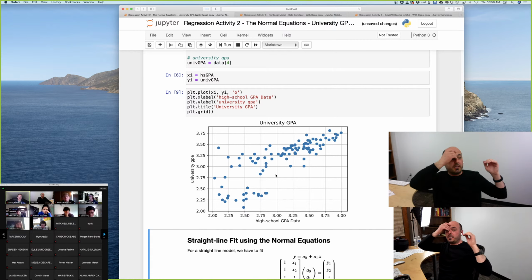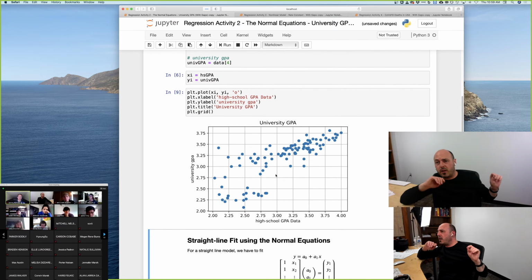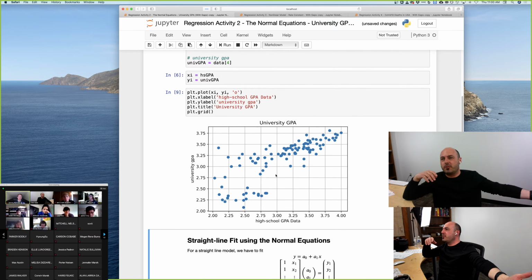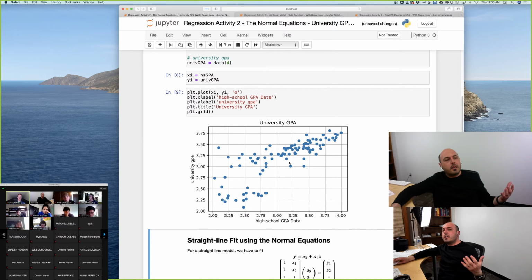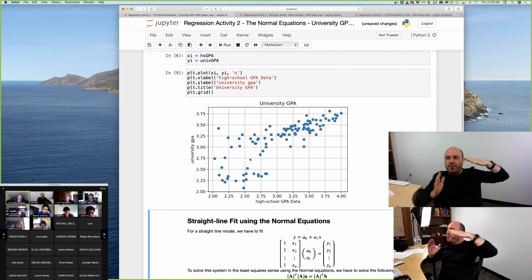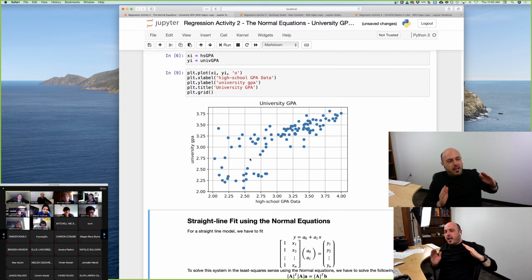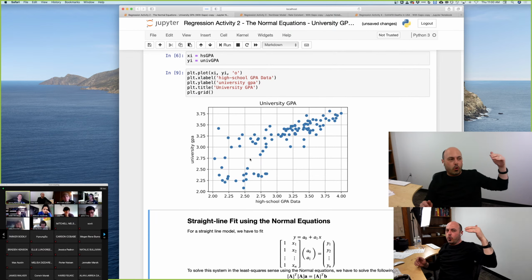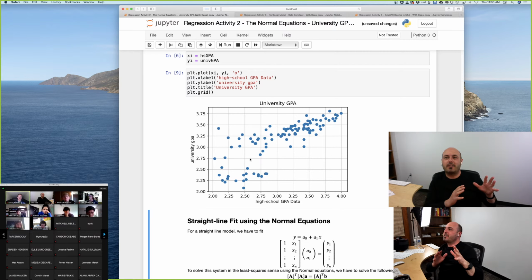X values, Y values. You might have multiple Y values for the same X value, right? Because two students might have the same high school GPA, but they might have a different university GPA. Okay, we're going to see if we can make a prediction of your university GPA now. Now you see the data has a trend. It looks like a funnel, right? But as your high school GPA increases, there's a clear trend that your university GPA increases. Okay, so that's a fact. So if you're really good at school, you're most likely to be really good at university.